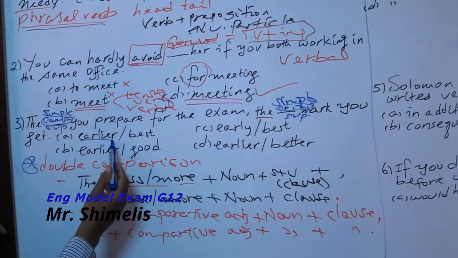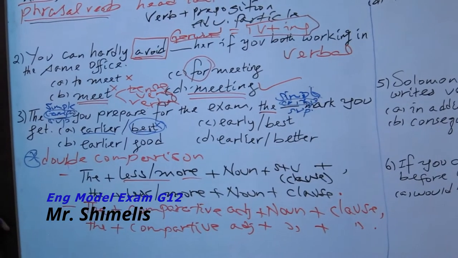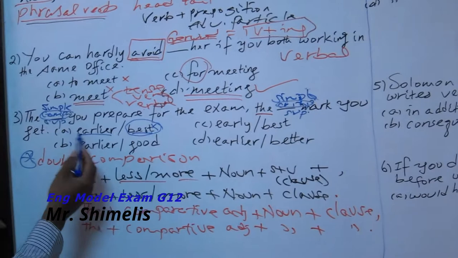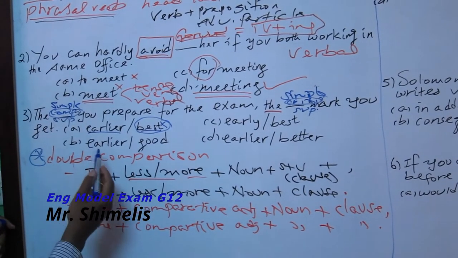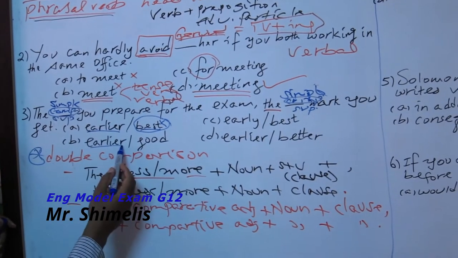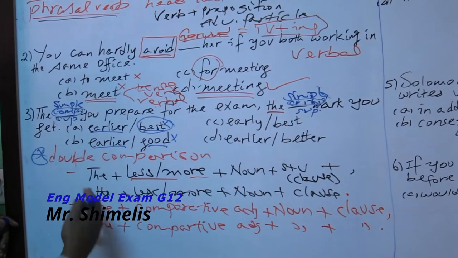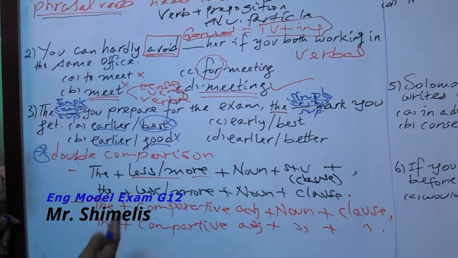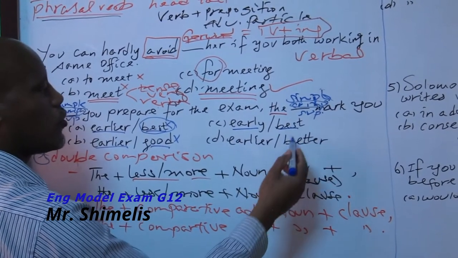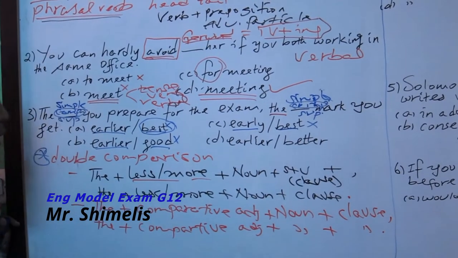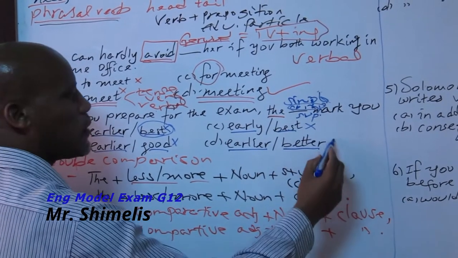Earlier, comparative form; based, superlative form. So this must be comparative form, because the first structure is comparative. So due to that, we cancel this out. Now let's go to choice B. Earlier, comparative, good. This is a simple degree, so we don't use this structure. We have to use the same structure in both clauses. Early, that's simple. Based, that is superlative. So we don't take this one again. Earlier, comparative. Better, comparative. That's our answer.